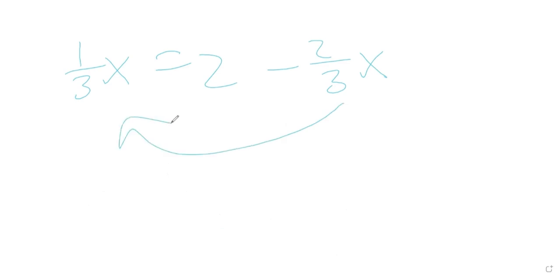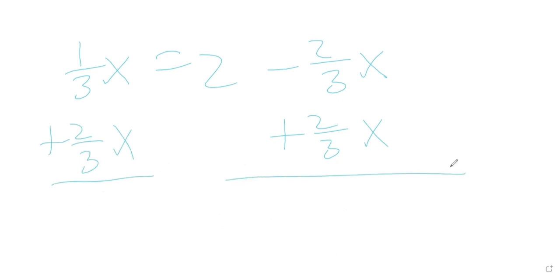Here's the next one. 1/3 x equals 2 minus 2/3 x. So here we want the x's together. So we're going to have to move this term to the other side through addition. So let's add 2/3 x to both sides. These eliminate.